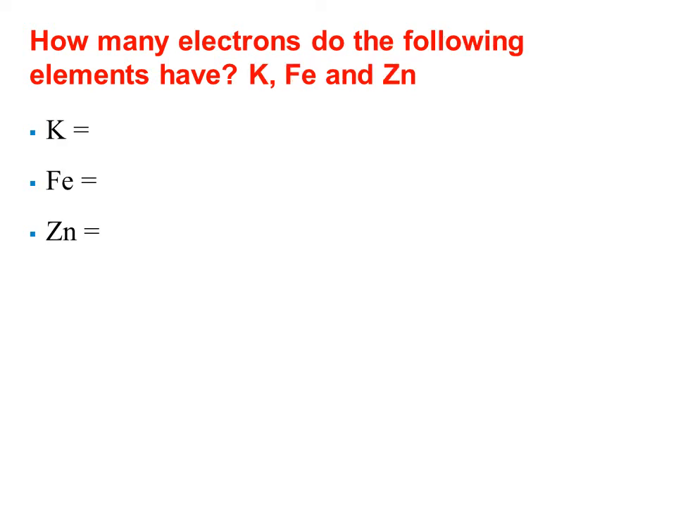Question 3. How many electrons do the following elements have? This is just like the first problem. The atomic number equals the protons, and protons equal electrons.